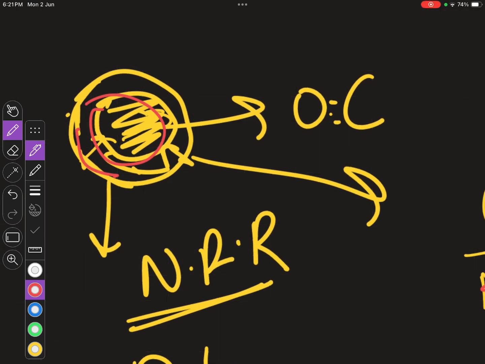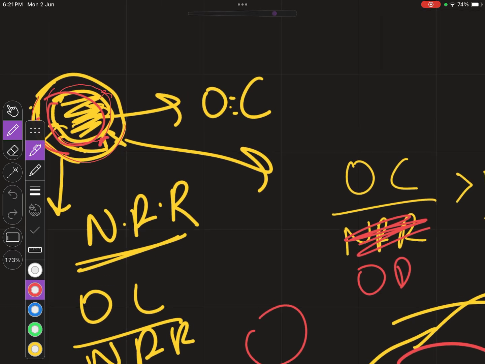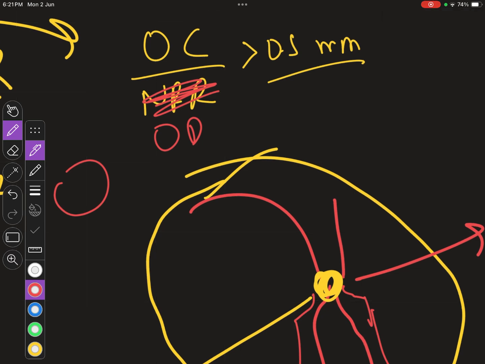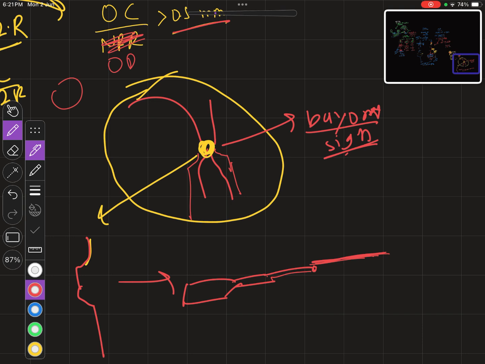ये ऑप्टिक कप इनलार्ज हुए जा रहा है. क्यों हो जा रहा है? क्योंकि बार बार अट्रोफी होते जा रहा है. तो अट्रोफी हो रहा है तो ये बढ़ते जा रहा है, और ये न्यूरोरेटिनल रिम इसका जो डायमीटर है वो घटते जा रहा है, या इसका जो थिकनेस है, ये कम होते जा रहा है. So pardon my mistake, this optic cup and optic disc ratio is more than 0.5 mm. This is what is happening.